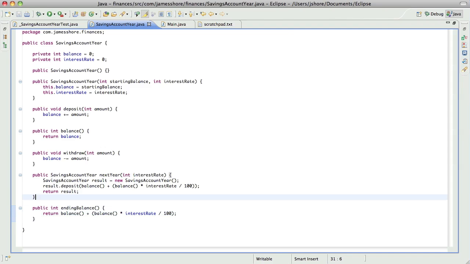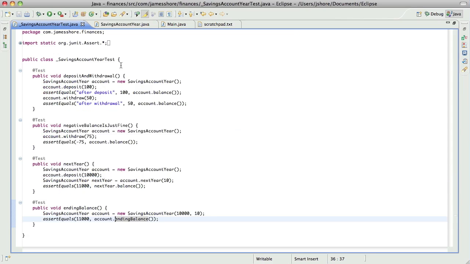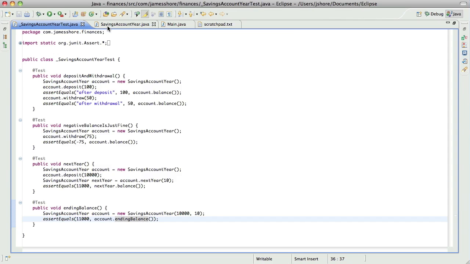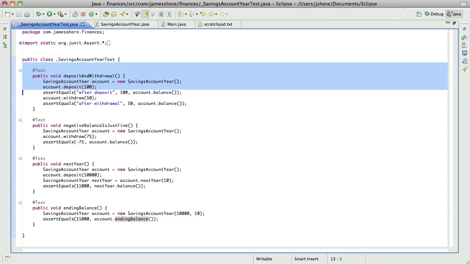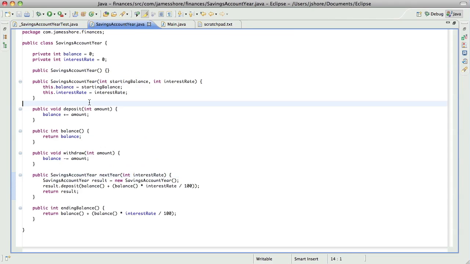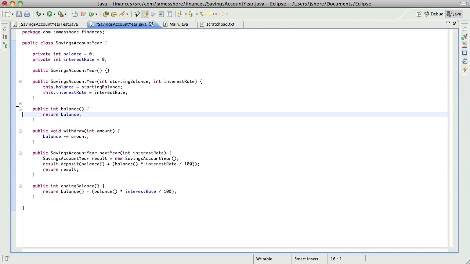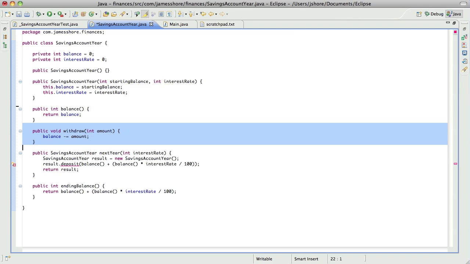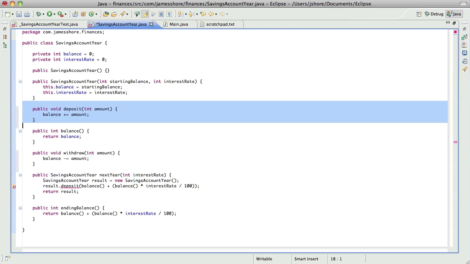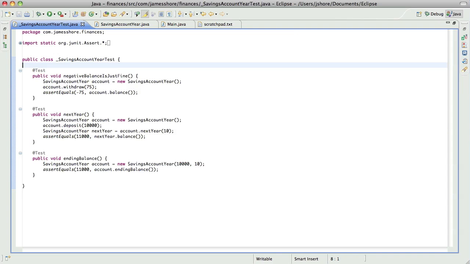Now we need to figure out what we want to do with next year. And we need to get rid of this stuff here. I think I want to take out the balance and the deposit and withdrawal. That was sort of an "I don't know what to do, let's just get this thing started" step. And now that I'm starting to get more of a handle on this, I'm not as interested in it. Of course, that is going to break my next year test.